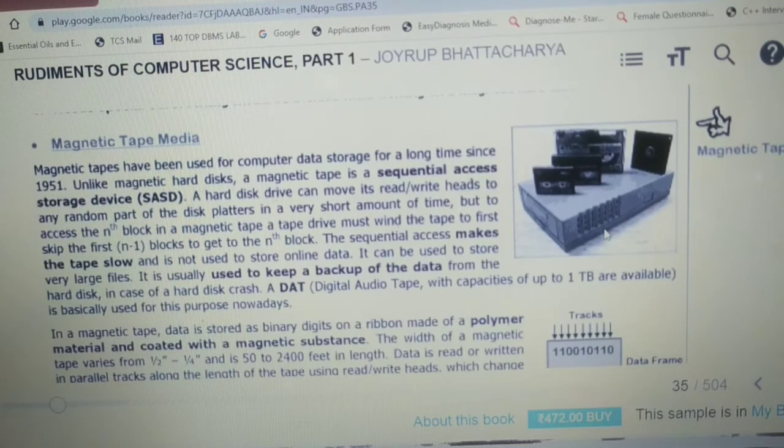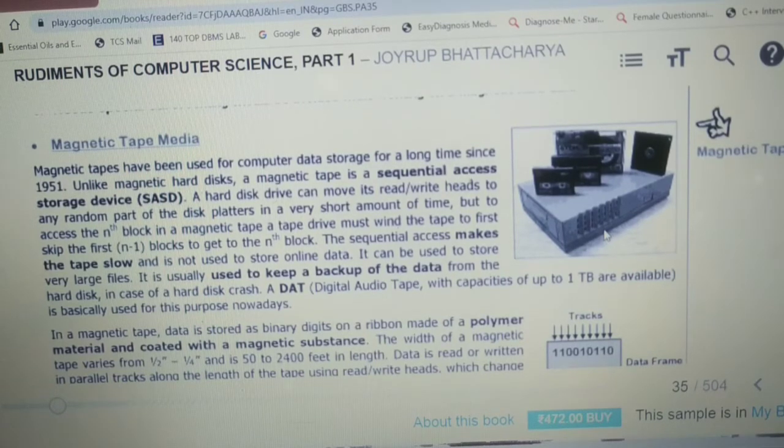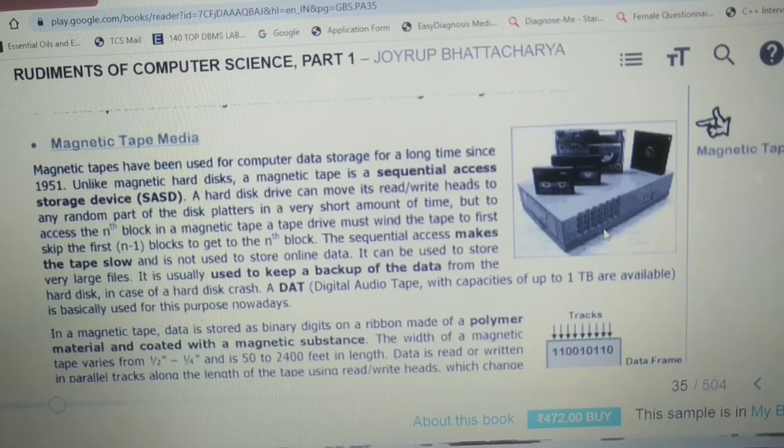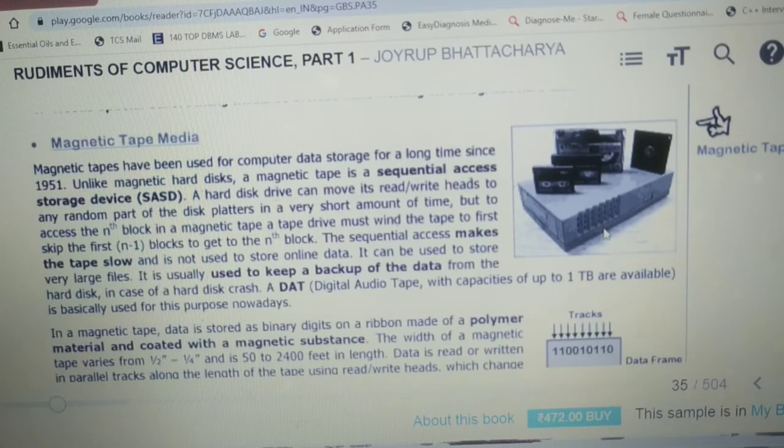To access the nth block, a tape drive must skip the first n-1 blocks to get to the nth block. The sequential access makes the tape slow. However, it can store a large volume of files.